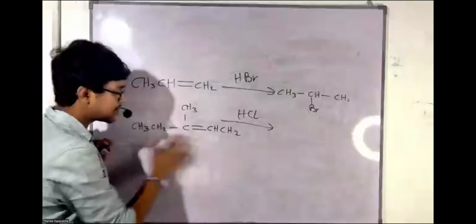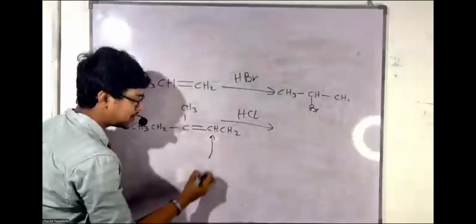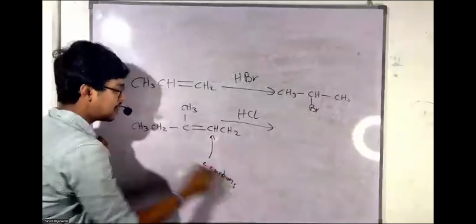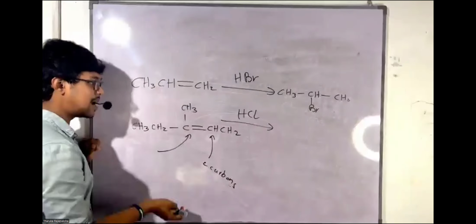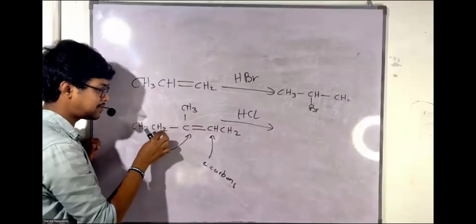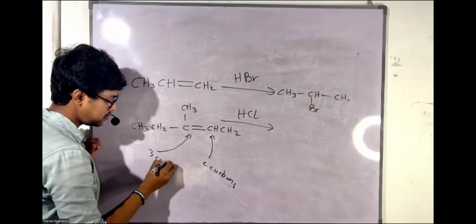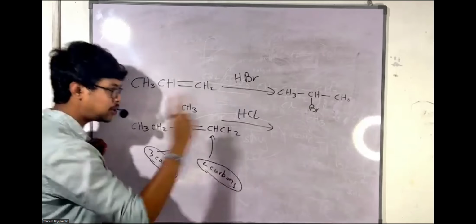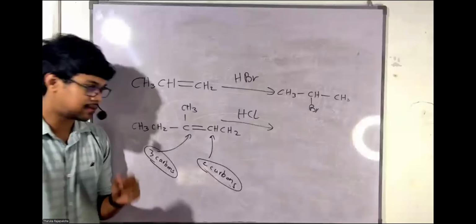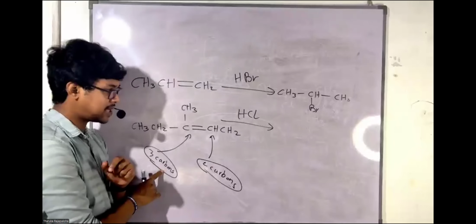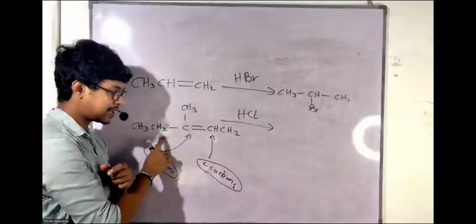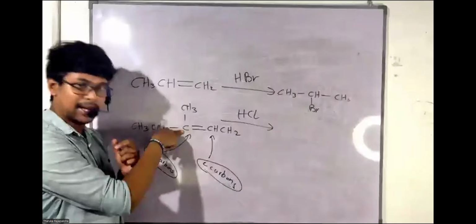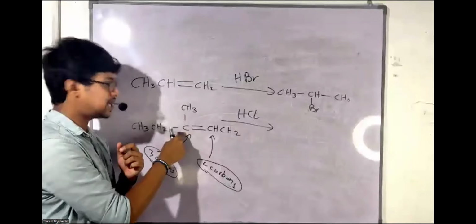Now look, the second carbon. This carbon is surrounded by 2 carbons, one on the left hand side, one on the right hand side. This carbon is surrounded by 3 carbons. This one is surrounded by 2 carbons. This is surrounded by 3 carbons. So the Cl atom will attach to the innermost carbon. It will attach to the innermost carbon.